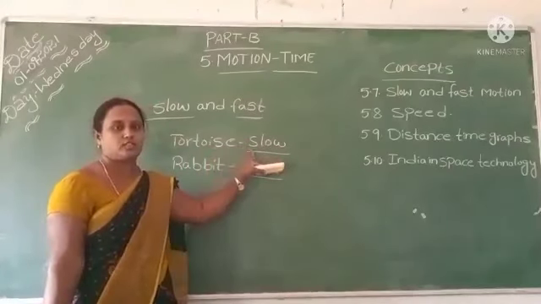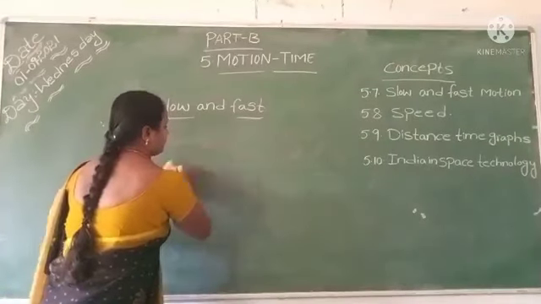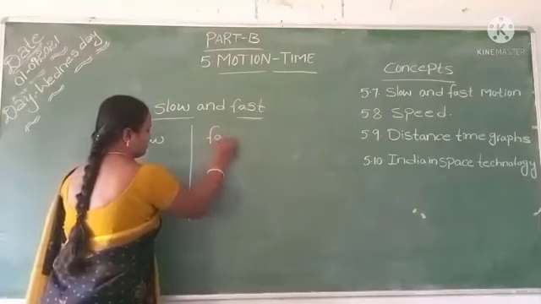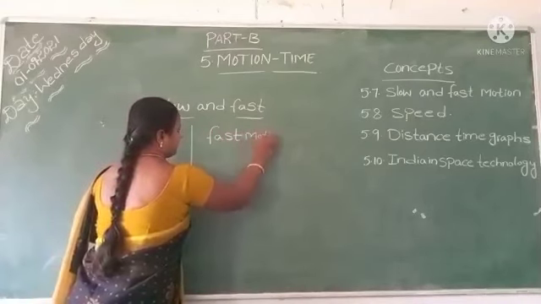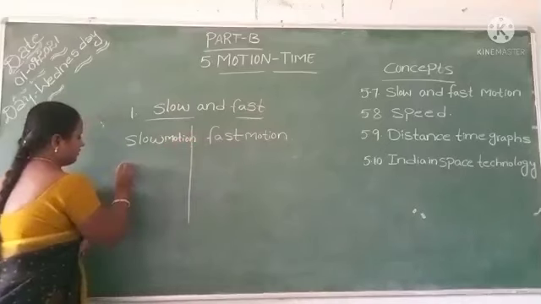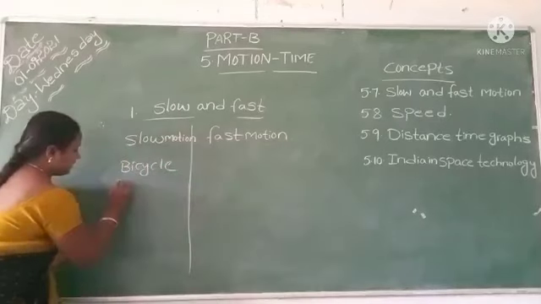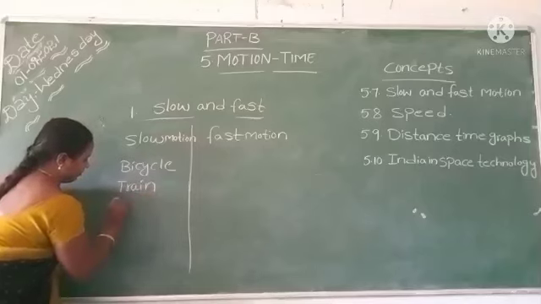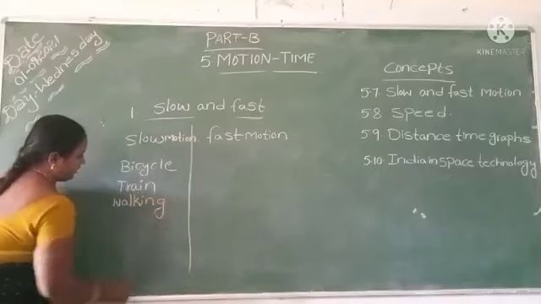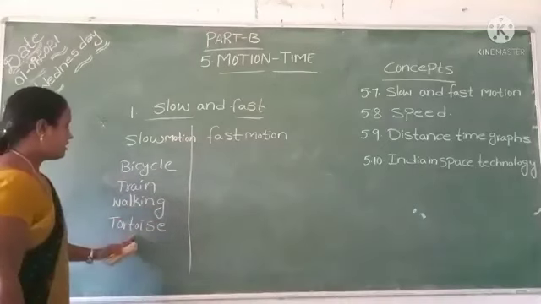This is the slow motion. Tortoise is a slow motion. Rabbit is a fast motion. So there is a difference between slow and fast motion. Slow motion: bicycle, train, walking, tortoise. These are the slow motions.